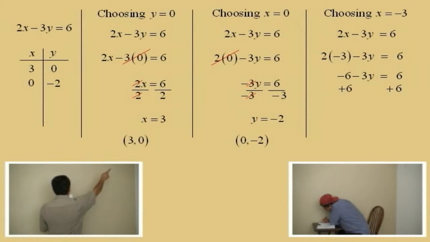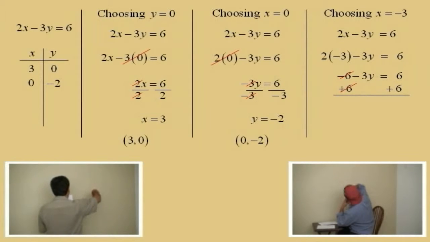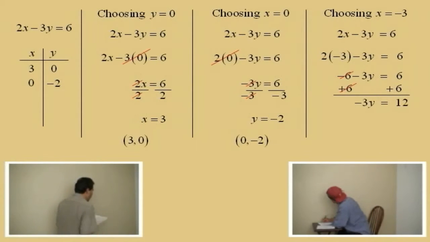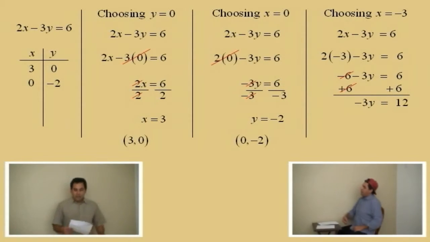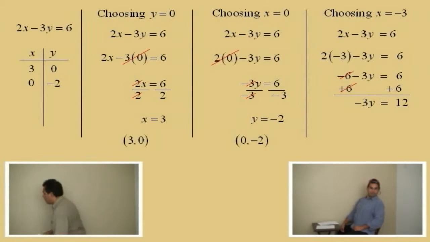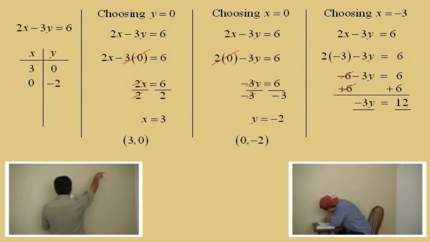Those cancel. On the left-hand side, we're left with what, Charlie? -3y. And the right-hand side? 12. Very good. Okay, we have -3y equals 12. Remember, we're solving for y. So now, Charlie, what do we do next? Divide both sides by -3. So we'll go ahead and show that. Bring our bar down. There's a -3. Those cancel. Okay, Charlie, what do we get for y?